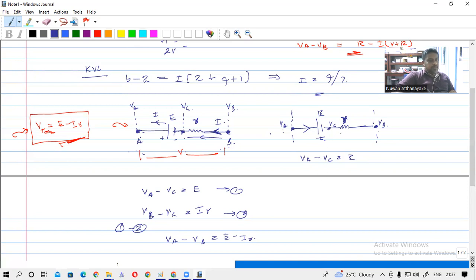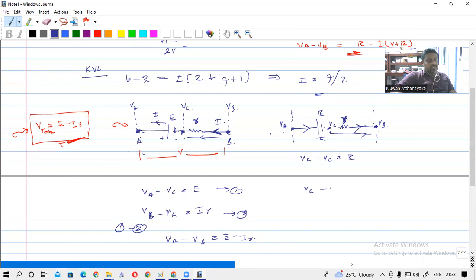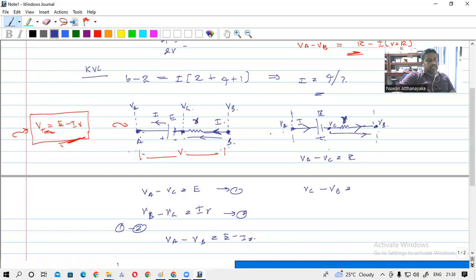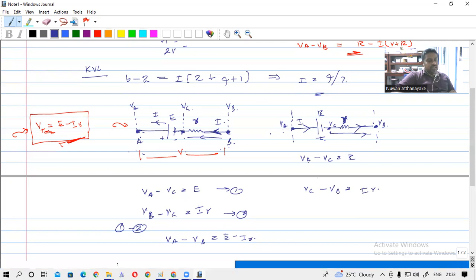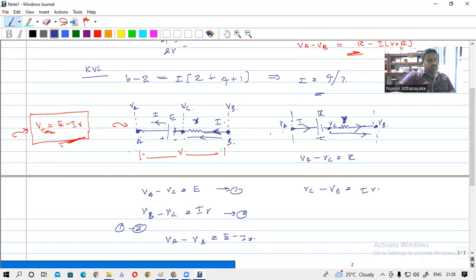And you can see that now the current is flowing from here to here. So the voltage difference should be in this direction. So VC should be high. So VC minus VB is equal to the current times resistance. Let's say that current is I, so it will be IR. So to find VA minus VB, you have to add them. So this VC cancels out, then you can get VA minus VB is equal to E plus IR.